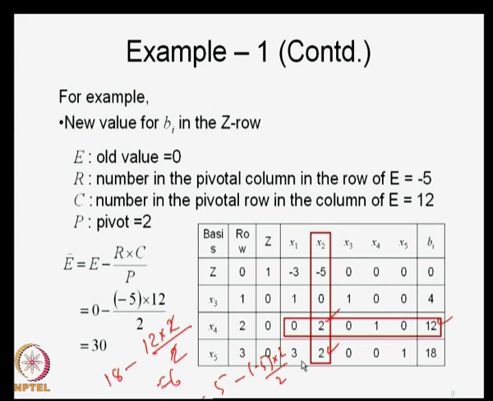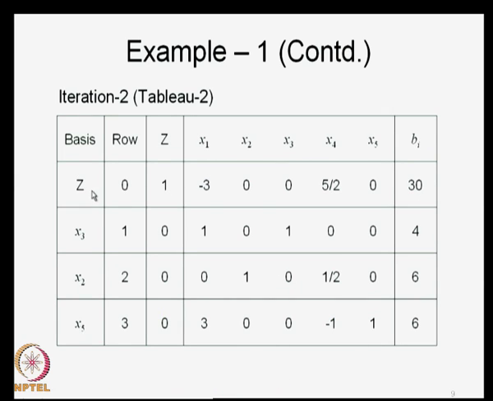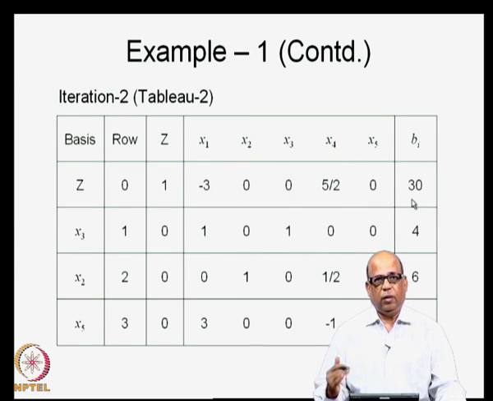What did we achieve in W2? We started with Z is equal to 0 in W number 1. We have achieved a solution of Z is equal to 30. So, from 0, you have achieved an improvement. The Z value, which is the objective function value, has gone to 30 now.